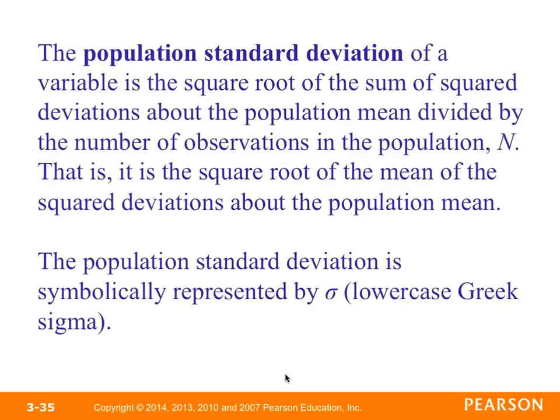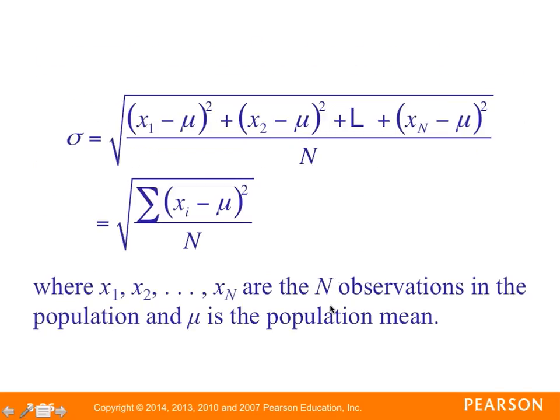That is to say that it's the square root of the mean of the squared deviations about the population mean. Now, it's symbolically represented by the lowercase Greek symbol sigma, which looks like this right here. And here's the formula right here, okay? So what you do is you take the summation of your xi's minus your mu's, which is your population mean, squared, and then you divide by n.